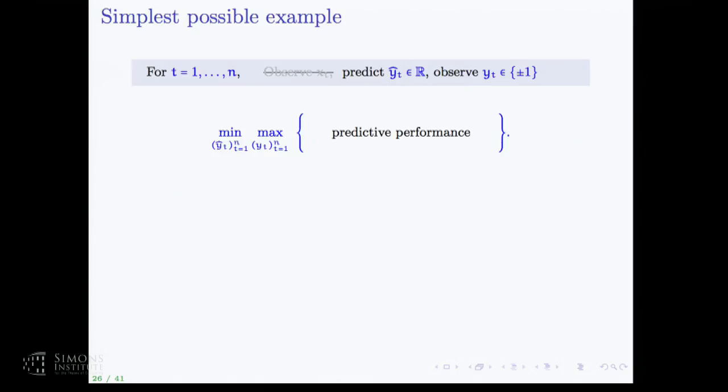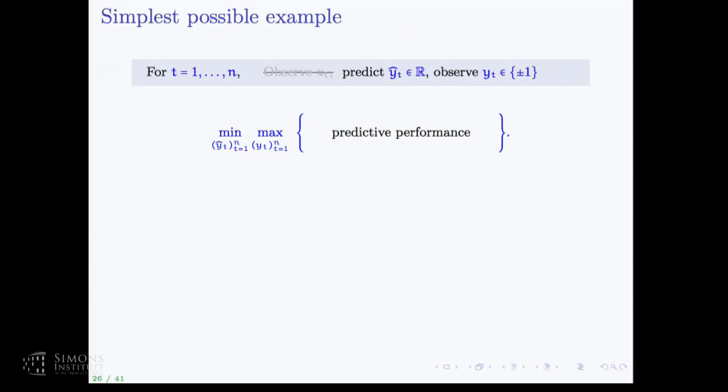So to make it very simple, I'm going to throw away the x's. We're in a setting where you make a prediction y hat t in the real line, and then you observe a binary outcome. I'm simplifying it even more because I'm not restricting your prediction to be in the plus minus one interval, just to make the recursion simpler.